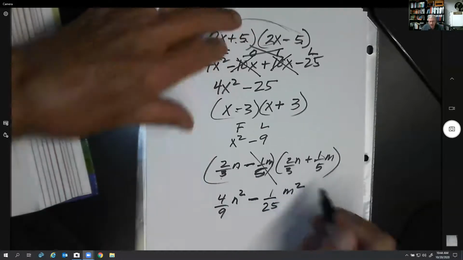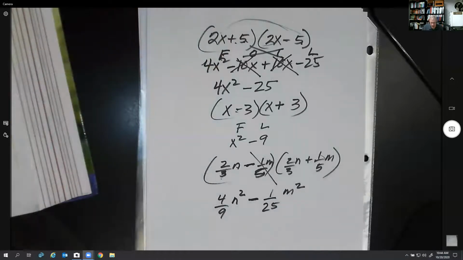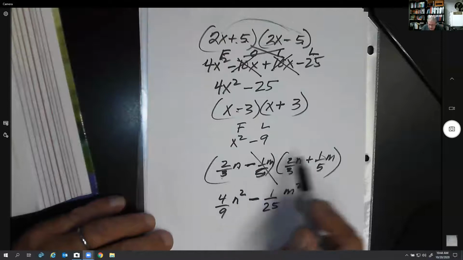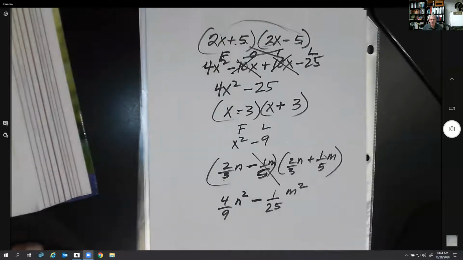m squared. Looked like a really hard problem, wasn't it? 4/9 n squared, 1 over 25 m squared. See how easy it can be? You don't want to make it hard. See?